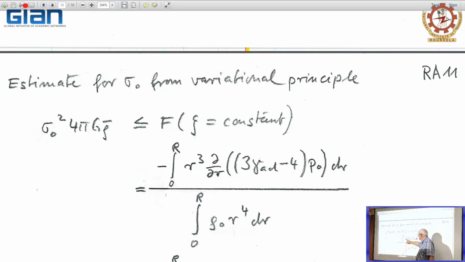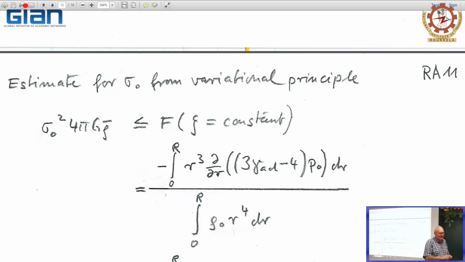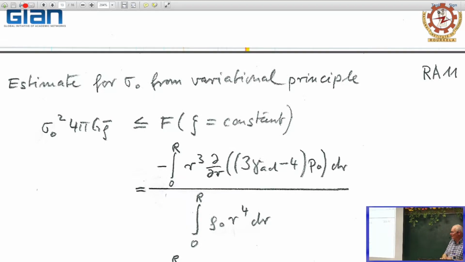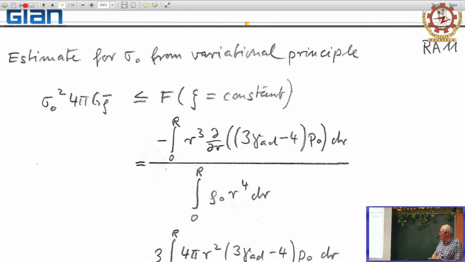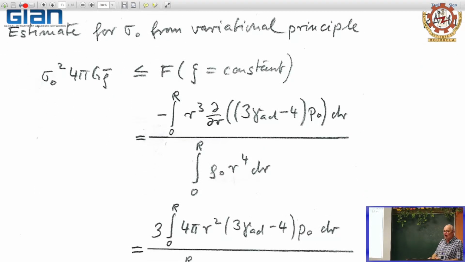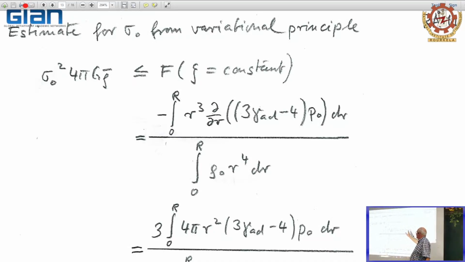This is minus r cubed times essentially the derivative of the pressure and involving the gamma adiabatic, divided by the integral over the density times the fourth power of the radius. So we now have an expression for the maximum of sigma naught squared in terms only of quantities of the background model, which is density, pressure, and gamma adiabatic.